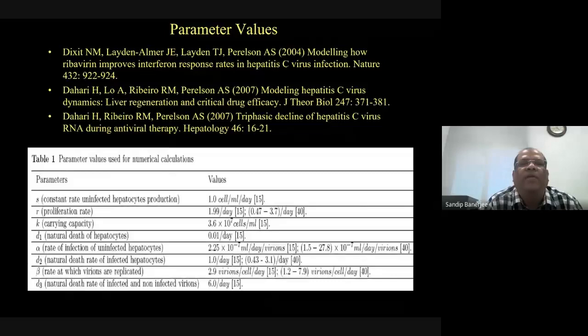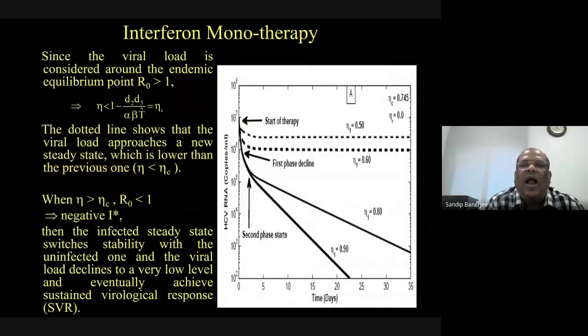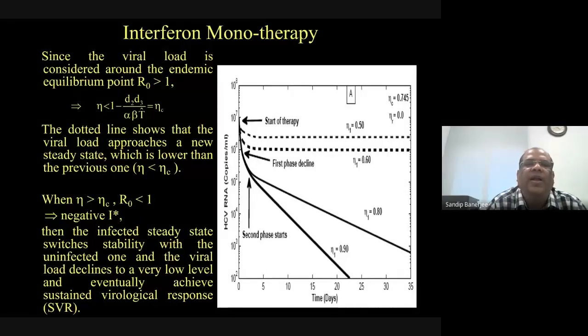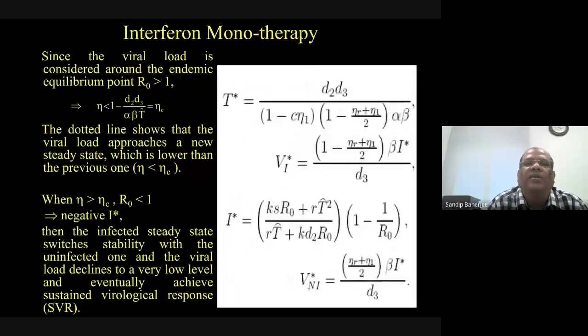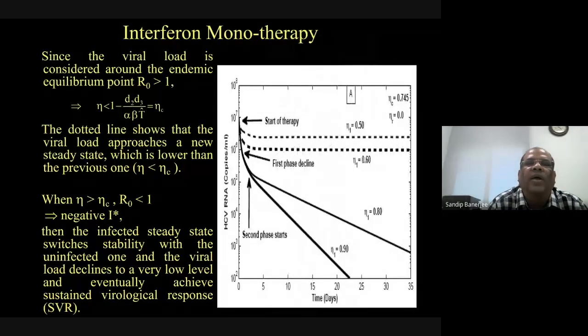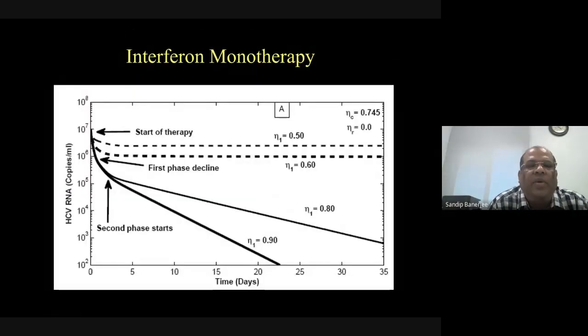And then you have the parameter values. You plug the values of the parameters and you try to get the dynamics. I want to replicate the dynamics that is seen in a patient suffering from hepatitis C virus. First is the interferon monotherapy. In interferon monotherapy, once you take the interferon, there is a first phase decline, which is very sharp, followed by a second phase decline, which is now going like this.